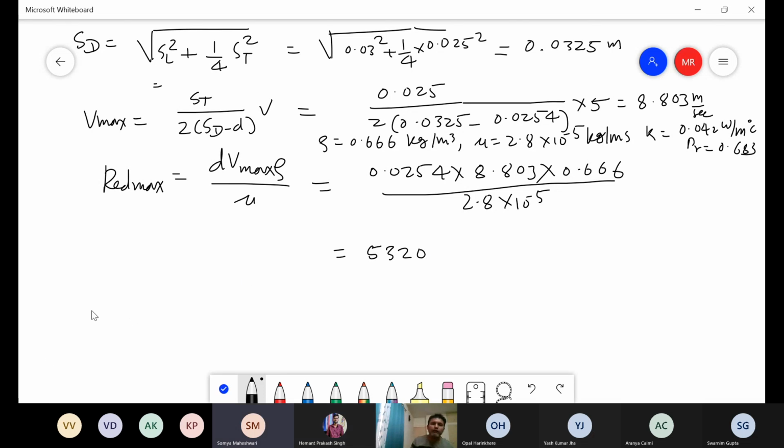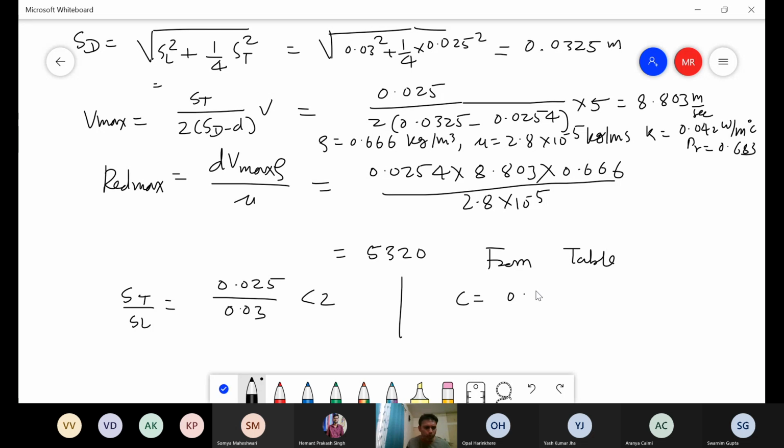So now we have to select the correlation. Let us first find out ST by SL. If we calculate, that is 0.025 divided by 0.03, so definitely that is less than 2. So we can look at the table. From the table, we can calculate the constant C. So constant C is given as 0.35.